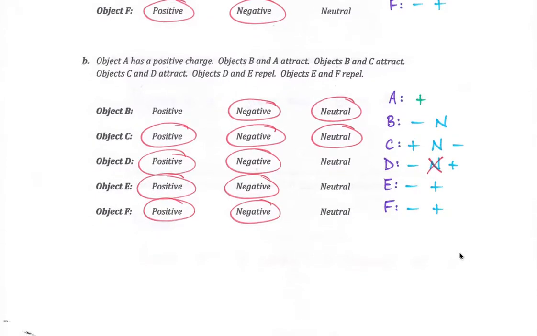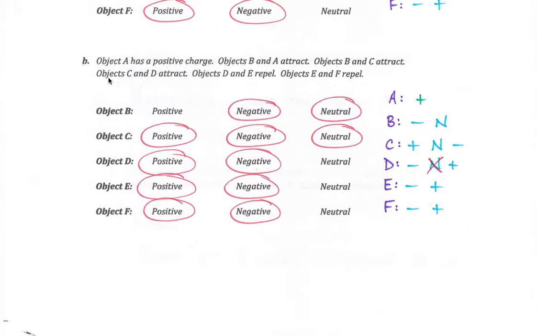When it comes to part B, we have A is positive, is what we're given. A and B attract. What attracts a positive? A negative as well as a neutral. We're then told that B and C attract. Well, if B is negative, a positive would attract, as would a neutral. But if B was neutral, there's two things that would attract: a positive, which I've already included, as well as a negative. So I have to leave all three of these things because these two apply if it was a negative, and these two apply if it was a neutral. I don't know which it is, so I have to leave all three.